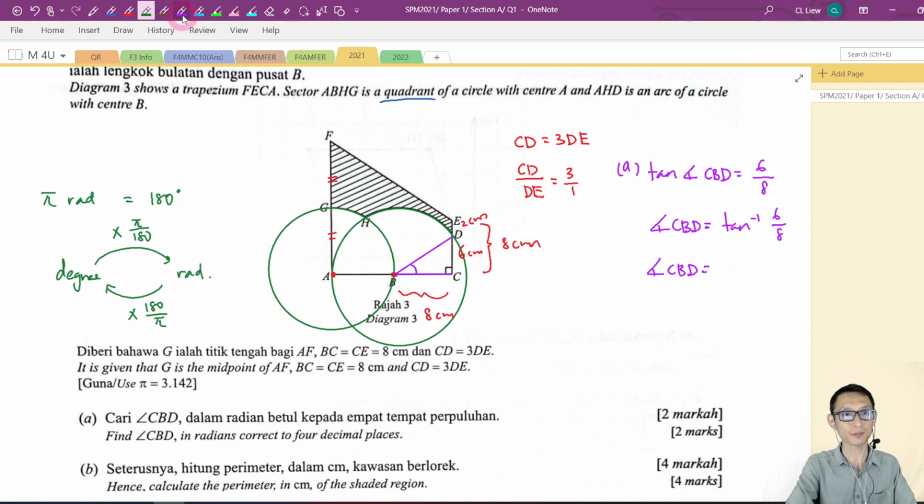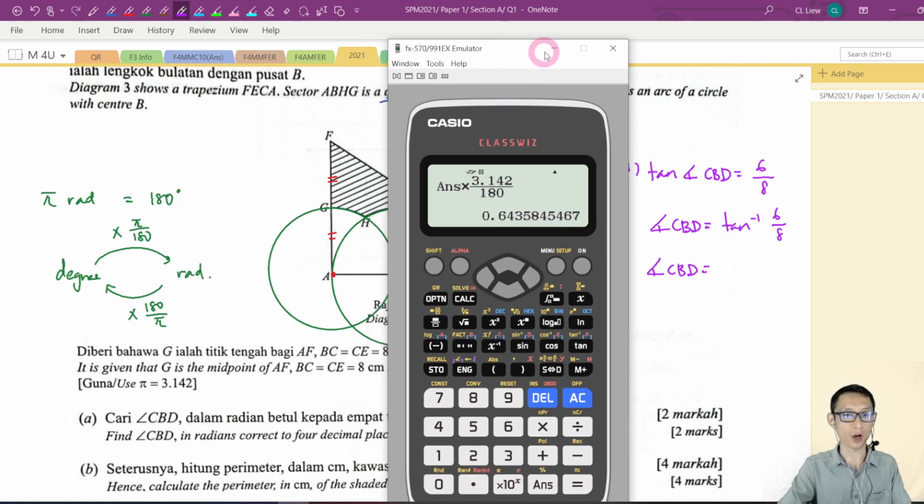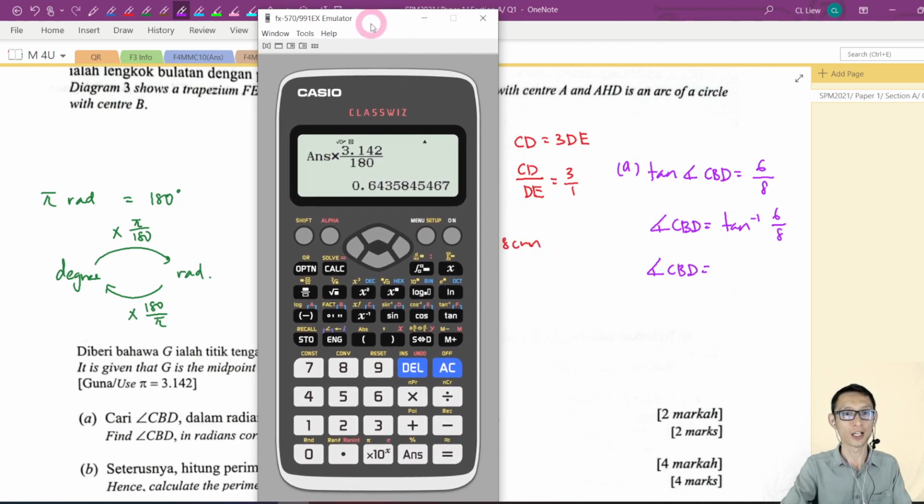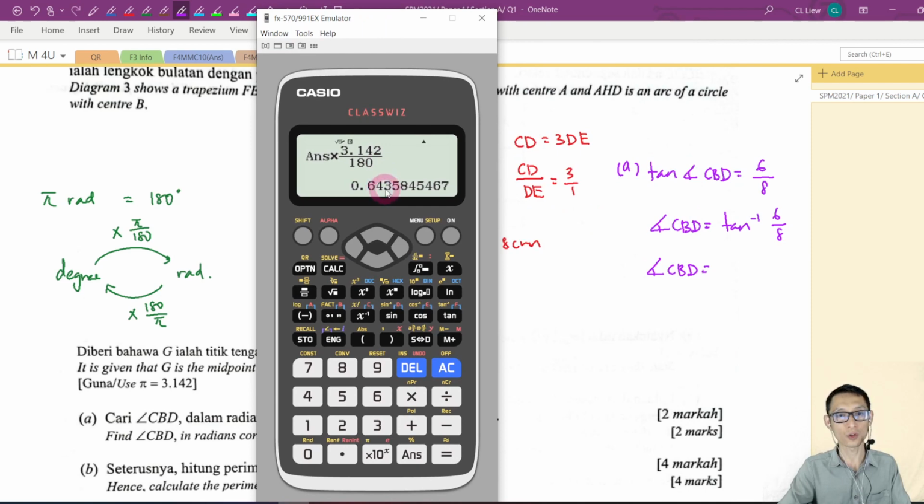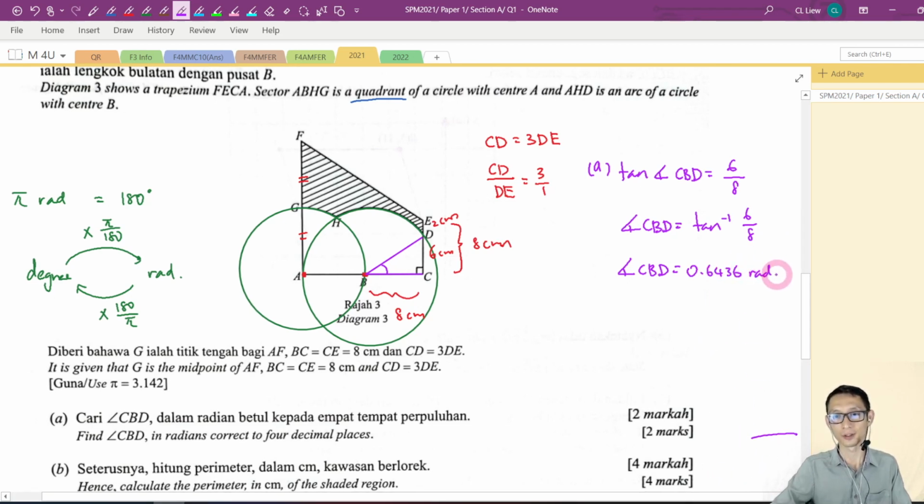Okay, now next, I'm going to take this, convert it to radian, times pi 3.142 over 180. Okay, we want to correct our answer to 4 decimal places, so it will be 0.6436. Okay, so this is the answer for part A.